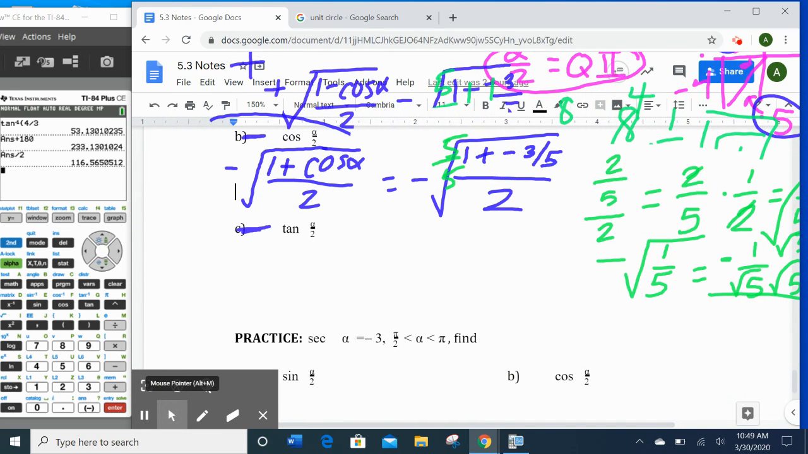And then the tangent of alpha over 2 is negative, and I can do one of two things.